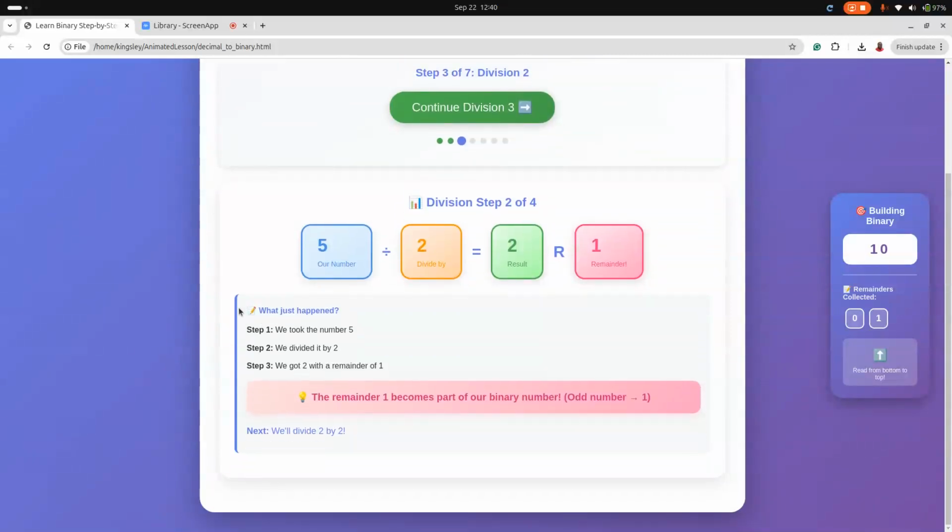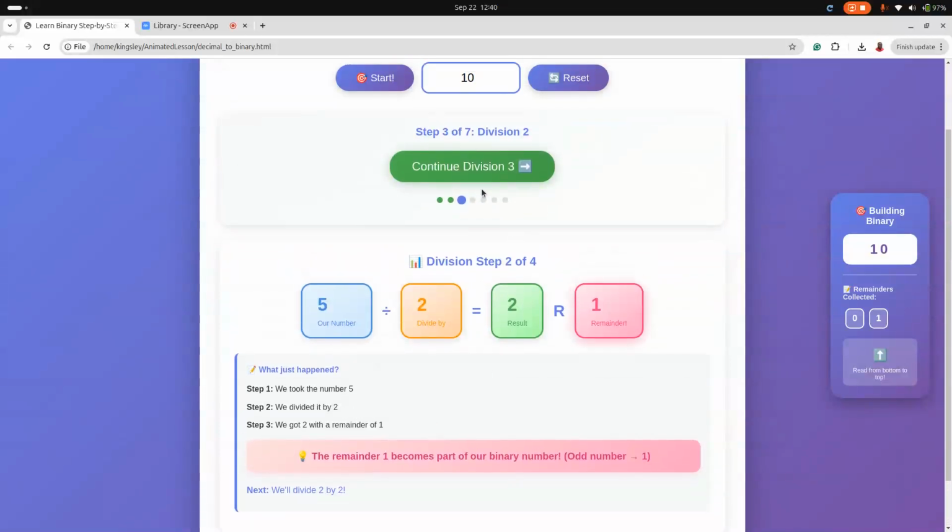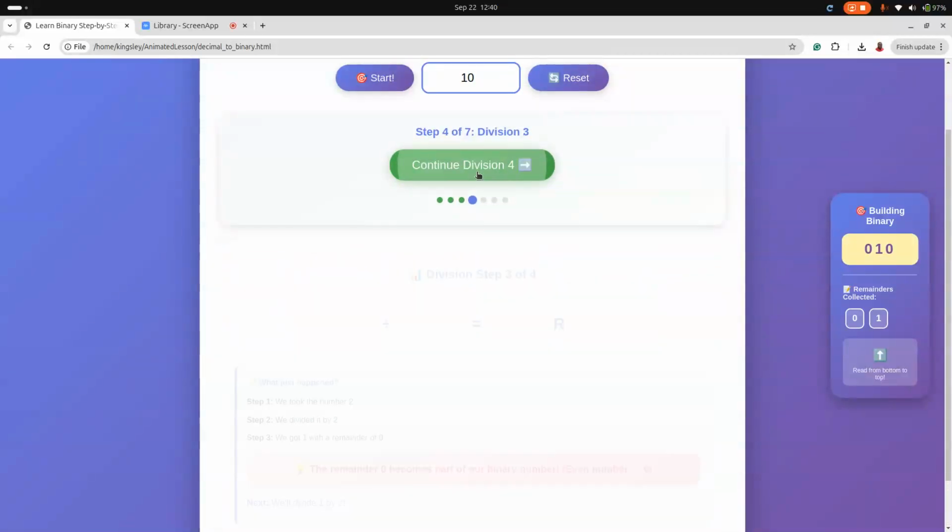If you look at the steps again here, it describes this step again. We took the number 5, divided by 2. We got 2 as the quotient result, and then a remainder of 1. So now we have 2. We also have to divide the 2 again by 2. So if I click here, divide the 2.